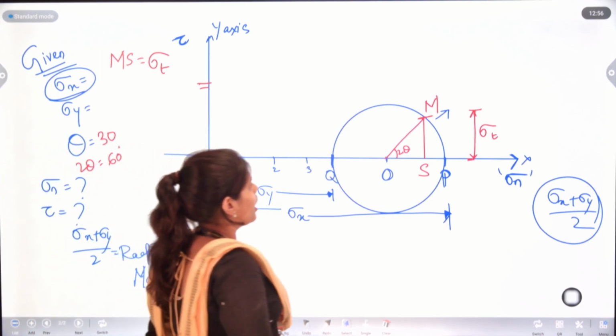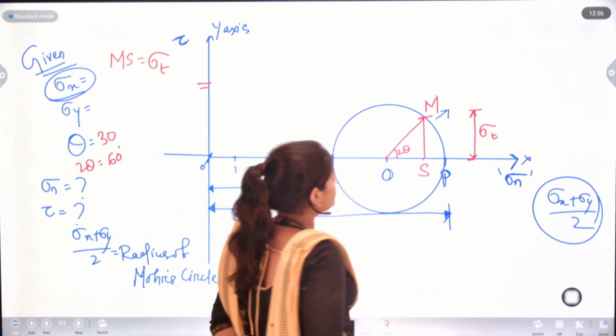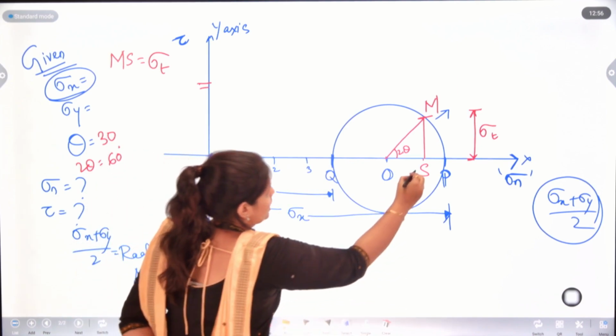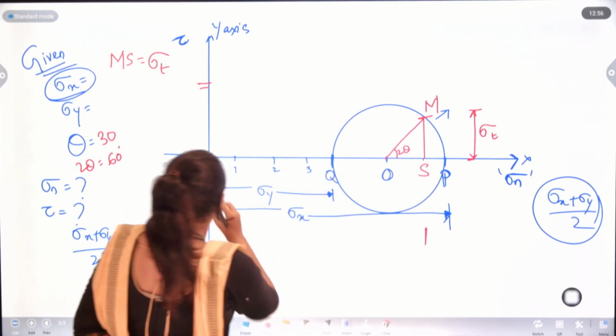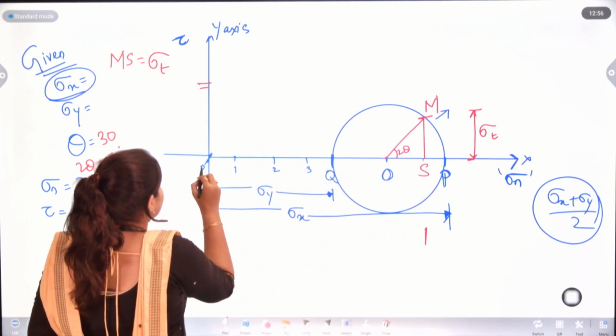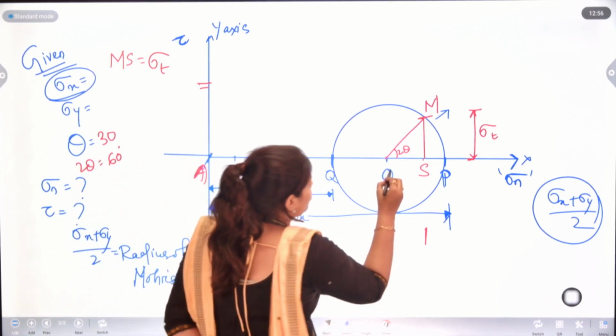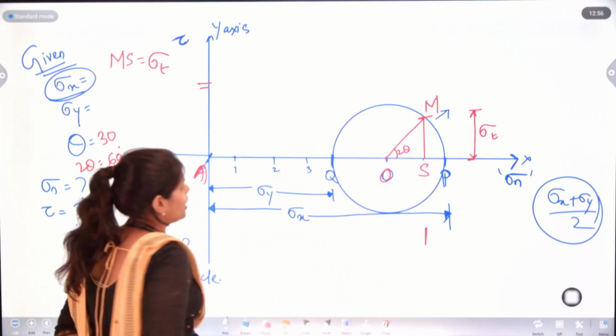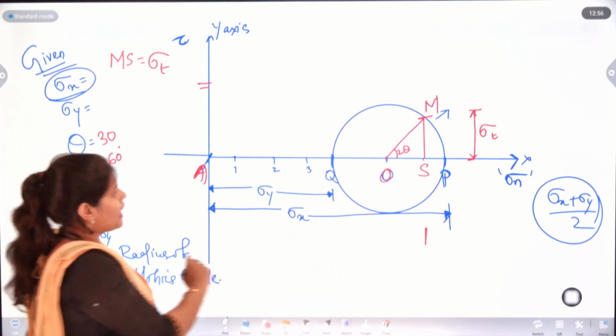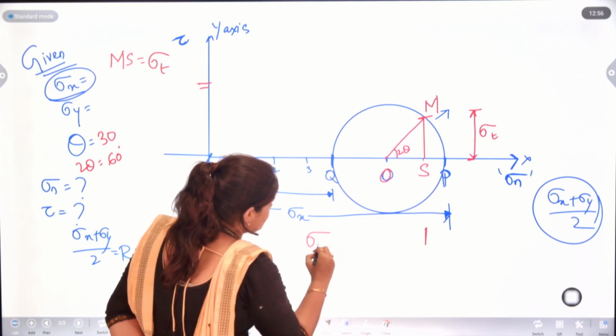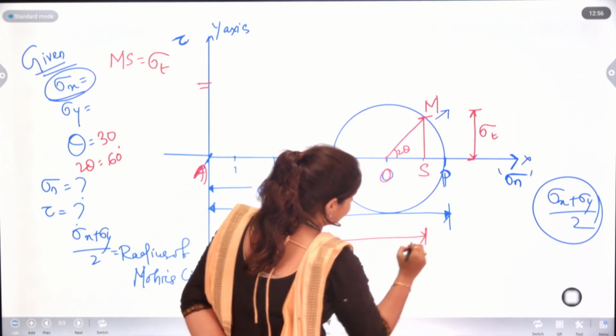Next one, we have the perpendicular up to this point. So this to this, S to O. Let's take it as A. Okay, as we have O here, let's take this point as A. So AS is nothing but your sigma N.